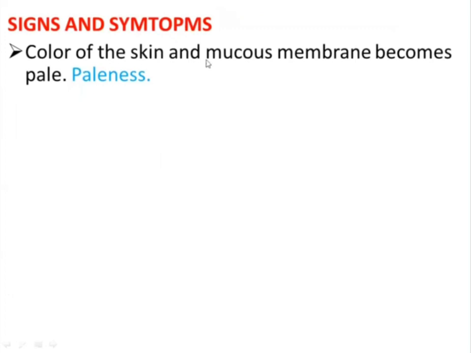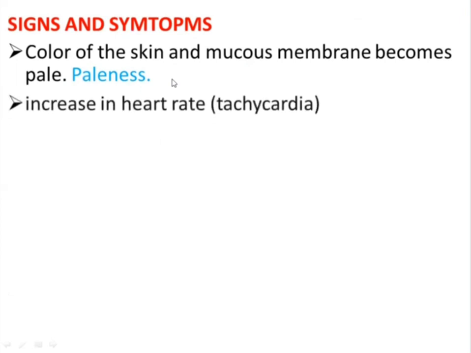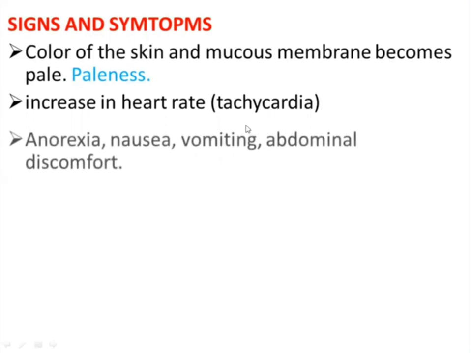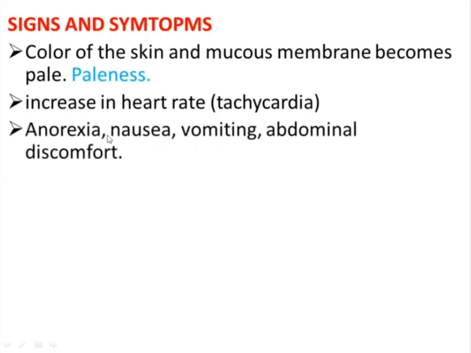Then we will see the common signs and symptoms of the anemia. First one is the color of the skin and the mucous membrane become pale, right? Paleness. Then increased heart rate, also palpitation, right? Then anorexia, right? Then nausea, vomiting, abdominal discomfort. These are in the gastrointestinal tract. Then albuminuria is common in the renal system.